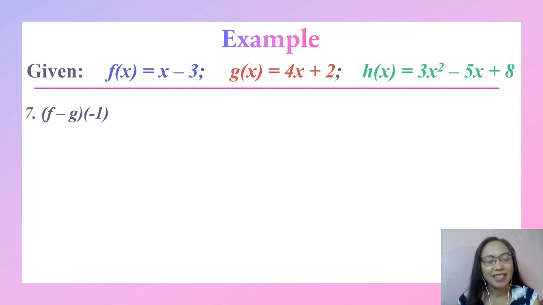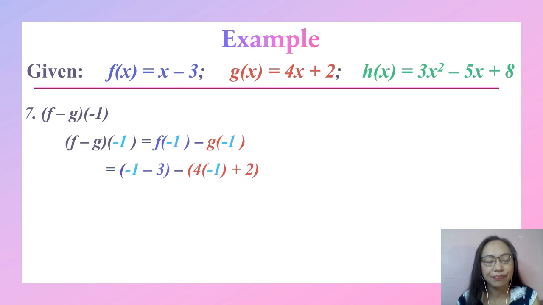Let us look at the next example. We have f minus g of negative 1. By definition, we have f minus g of negative 1 equals f of negative 1 minus g of negative 1. Okay, and we can directly substitute negative 1 to x minus 3 here. So f is x minus 3, so we now replace x here with negative 1, so we have negative 1, and then we bring down negative 3. And then the operation, subtraction, then we have g of negative 1, this is g, 4x minus 2.